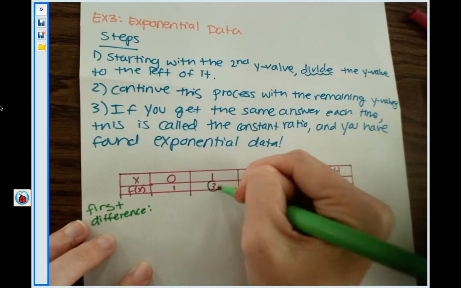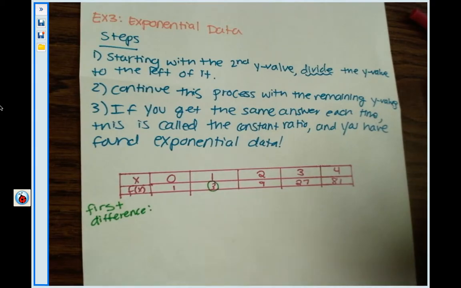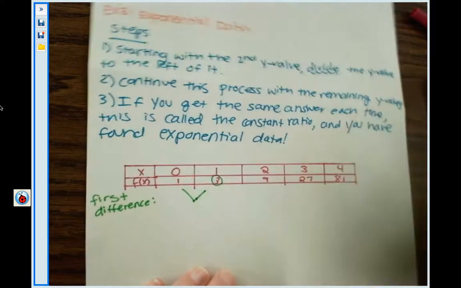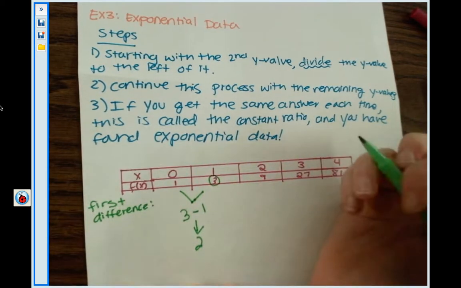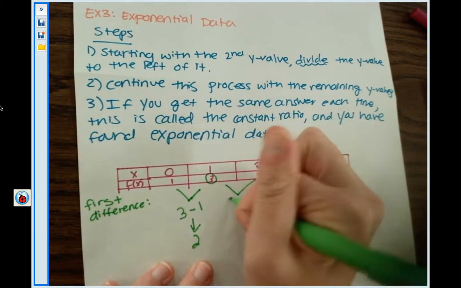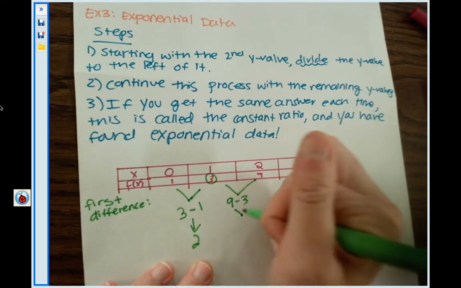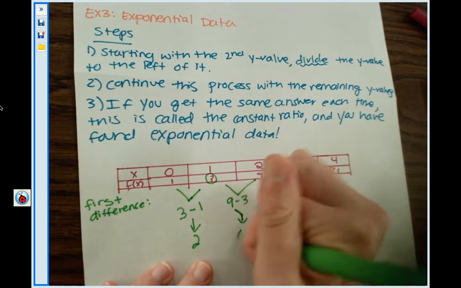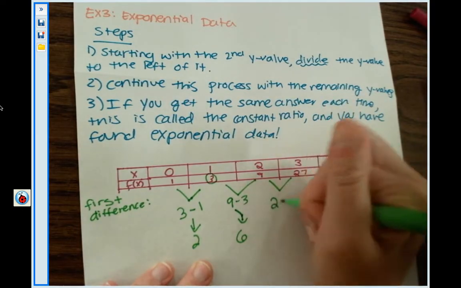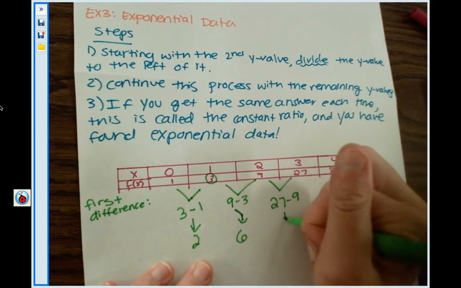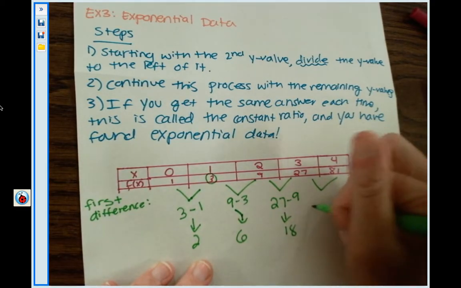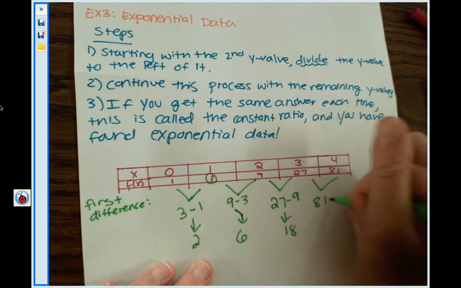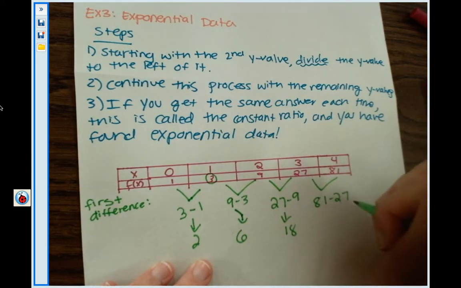Okay, I start with the second y value to the left of my table, which is a 3, and I'm going to subtract these. So 3 minus 1 will give me a 2. Then I'm going to subtract my next two. So 9 minus 3 will give me a 6. Then I'm going to subtract my next two. So 27 minus 9 will give me 18. And then 81 minus 27 will give me 54.